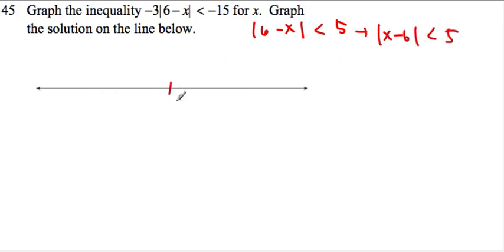That means from 6, I'm going to go a distance of 5 in each direction. So I'm going to go as high as 11, as low as 1. But since I'm looking for distances that are less than 5, these are 2 points that are exactly 5. Less than 5 means we are looking at something that's inside. And since I don't have the underline, we're going to have open circles. And that becomes our answer.